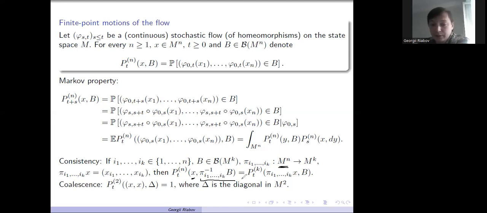This is a very simple property because on the left side we have the probability that (phi_{0,t}(x1), ..., phi_{0,t}(xn)) belongs to the pre-image of B.